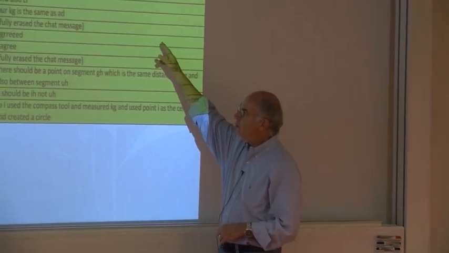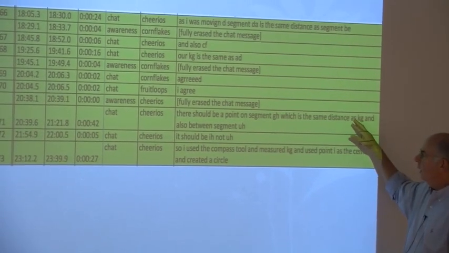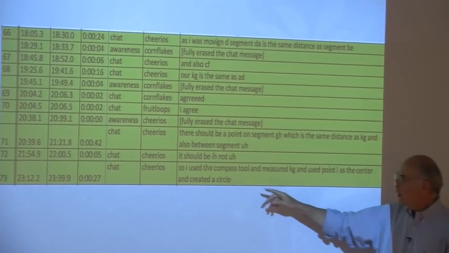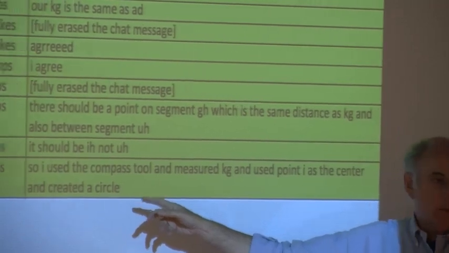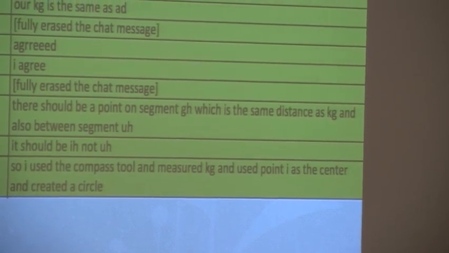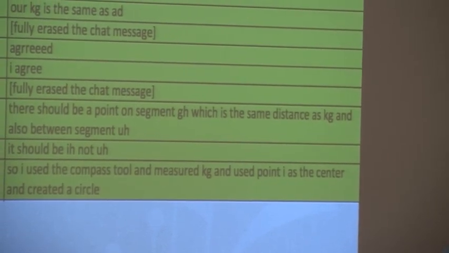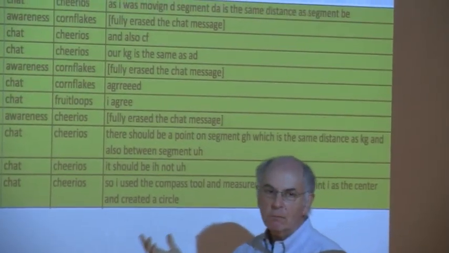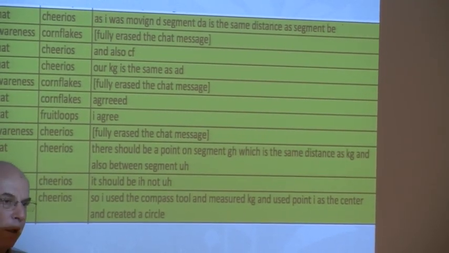And Cheerios not only points it out, but draws the consequence that for building it, we have to have the same relationship going on. And she also says, use the compass tool, and that's the key tool to use to maintain this segment length. So right in this chat, it looks like Cheerios is doing the whole solution. Somebody who doesn't believe in collaborative learning would say, well, Cheerios as an individual just solved the problem and told the others, and the others just said, okay.